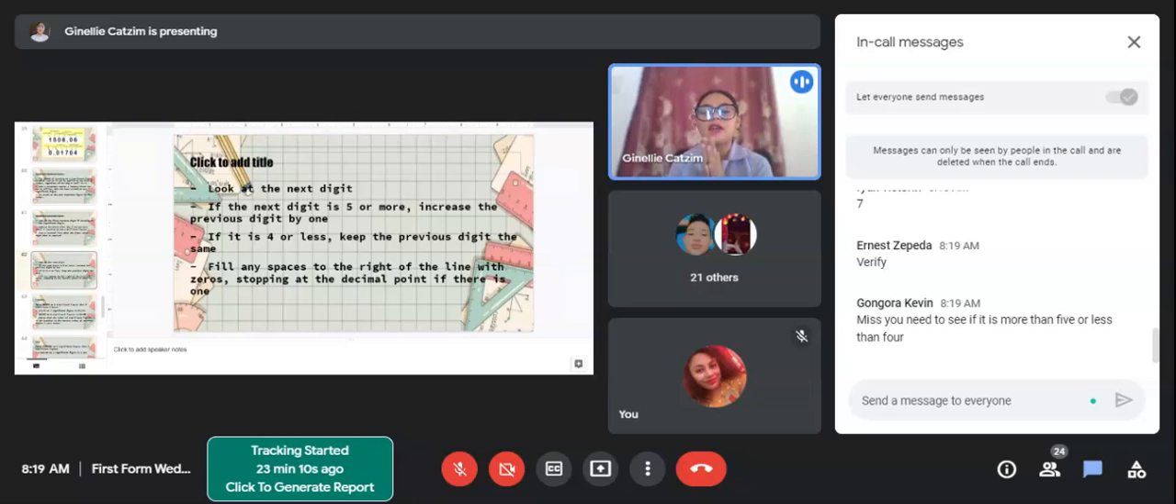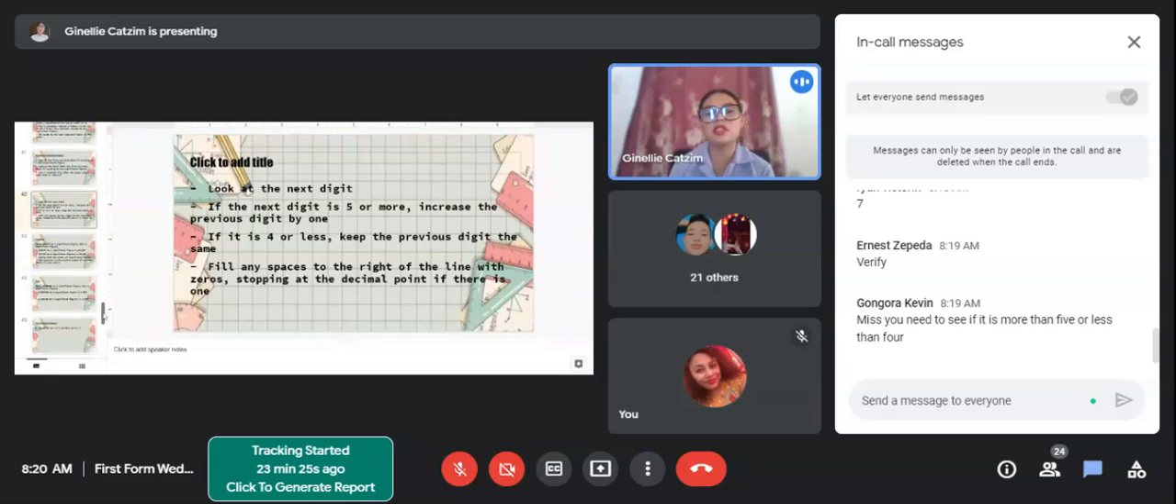And what happens after we do that? After the vertical bar, we just fill any spaces to the right of the line with zeros, stopping at the decimal point if there is one, right? So if there is a decimal point, you stop filling with zeros at the decimal point and leave the rest.